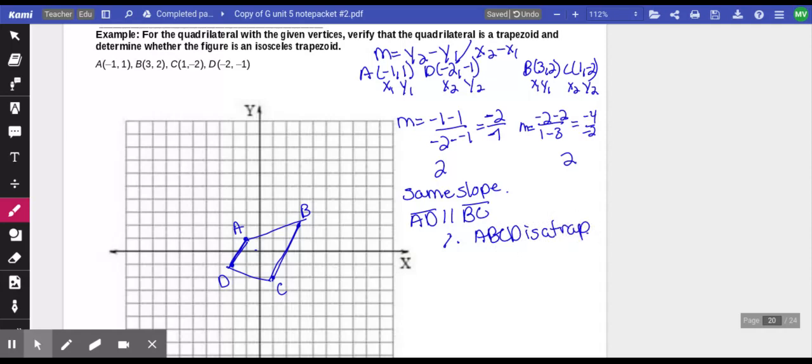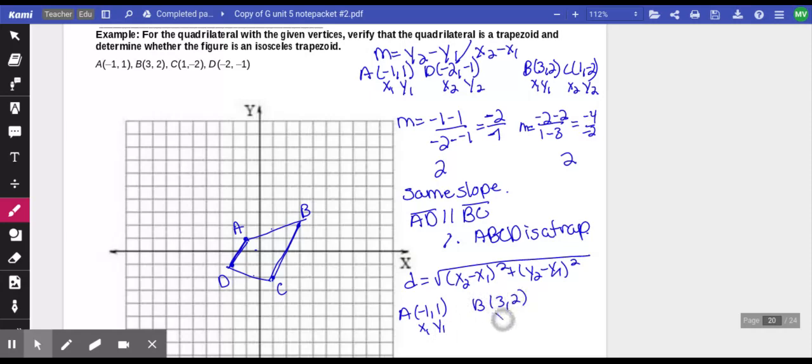Now I want to see if it's an isosceles trapezoid. So if it's an isosceles trapezoid, I want to see if DC is equal to AB. So I'm going to do the distance formula. They don't look equal to me. I don't know about you. So the distance formula is x2 minus x1 squared plus y2 minus y1 squared. And when I do A, -1, 1, I'm going to make that x1, y1. And B is 3, 2. So that's going to be x2, y2.